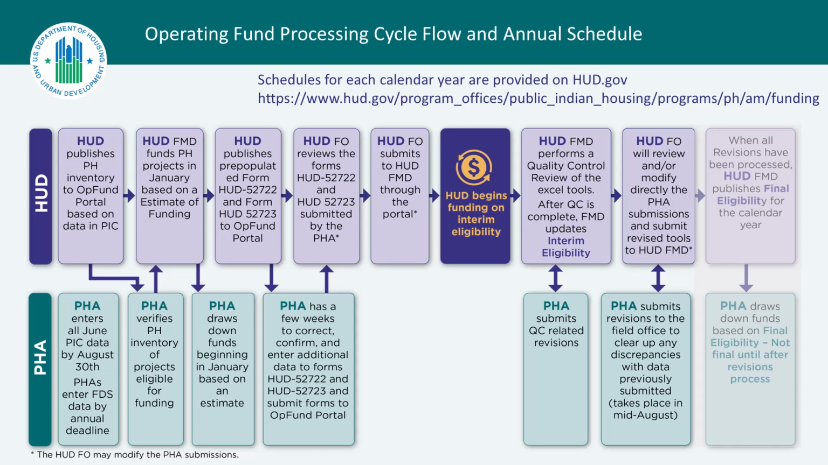Usually, HUD bases this estimate on the same data it uses to pre-populate the 52722 and 52723. Once the operating subsidy tools are collected, HUD will base its funding on the eligibility identified in those tools. HUD refers to this as funding based upon actual eligibility. Usually by April or May, HUD will release eligibility based upon actuals instead of estimated eligibility. Schedules for each calendar year are listed on the project-based funding page on HUD.gov. The URL is shown on this slide.